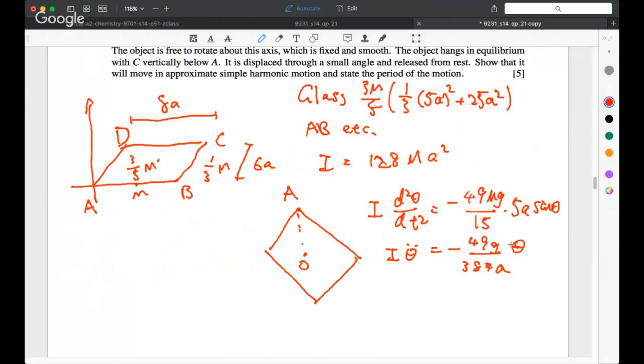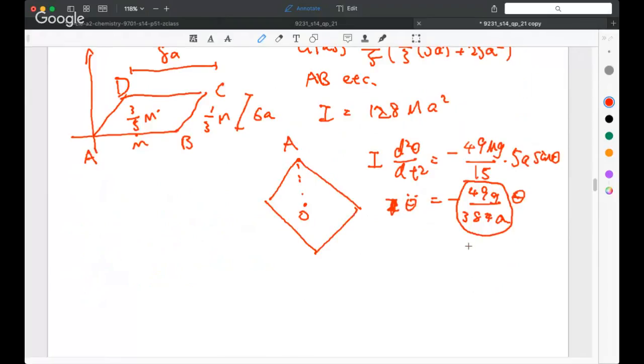and that is the equation for simple harmonic motion, where this constant here is the angular frequency omega squared. And after knowing omega, we can just work out T, the time period, from the relationship T equals 2 pi over omega, and that will give you 17.6 square root a over g.